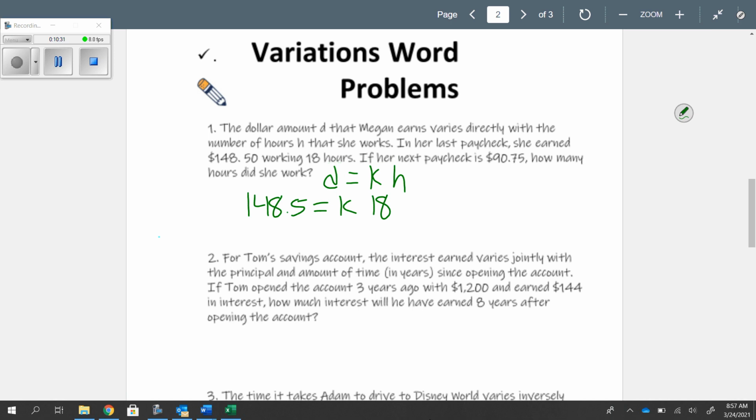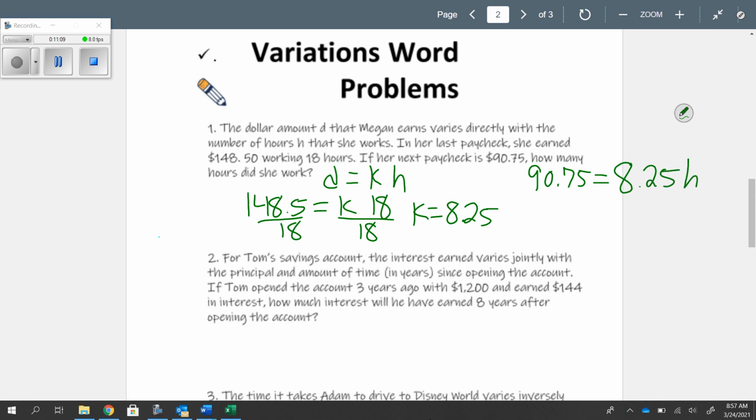All right, boom. How do we solve for K? That's easy. Divide by 18. 148.5 divided by 18. K equals 8.25. All right, so she earns $8.25 per hour. That's basically what it's saying. That's the constant. So let's plug it back into the original equation to what we need to solve. It says in her next paycheck, she gets $90.75. So for our next one, 90.75 equals our constant, 8.25, times H. This time we don't know what H is.